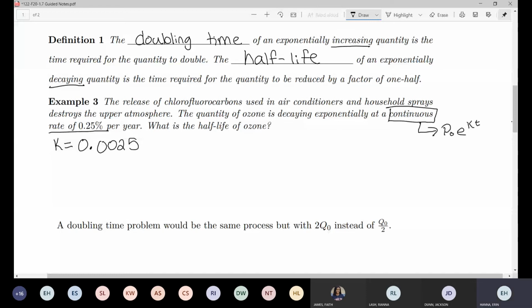If I say that this quantity is decaying exponentially, what should I have in front of that number? A negative. Since it's decaying, the rate's going to be negative.